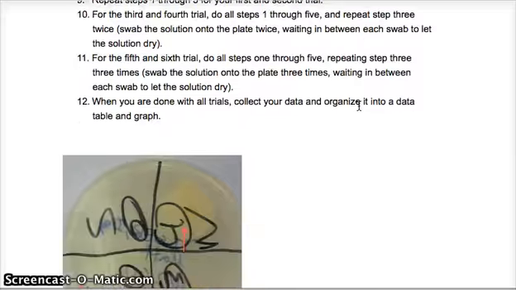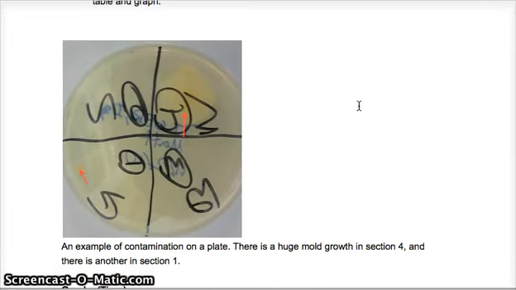Here's an example of a contamination, a plate that got contaminated. There's a bunch of mold growths around here and right there.